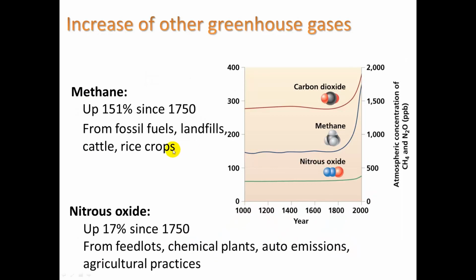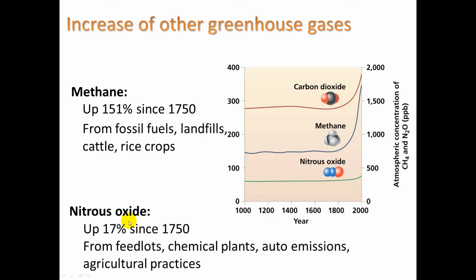And want to point out that methane has gone up 151%. What are some sources for methane? You should know this here. One is landfills, anaerobic digestion occurring there. Cattle, you have anaerobic digestion happening in their stomachs. Rice crops, I think we're referring there to the fermentation of rice crops. And fossil fuels, we are mining natural gas, which is mostly methane. As we do that, a lot of it can leak out.